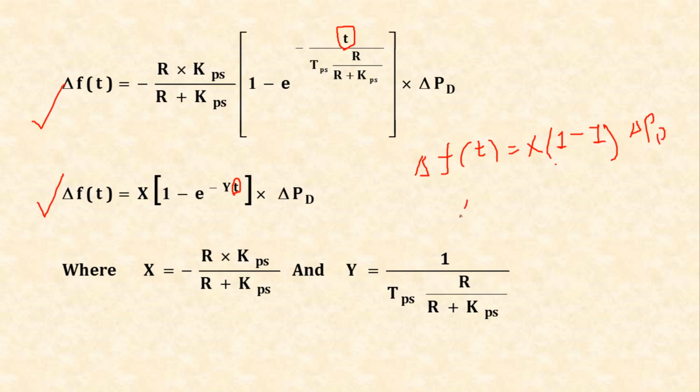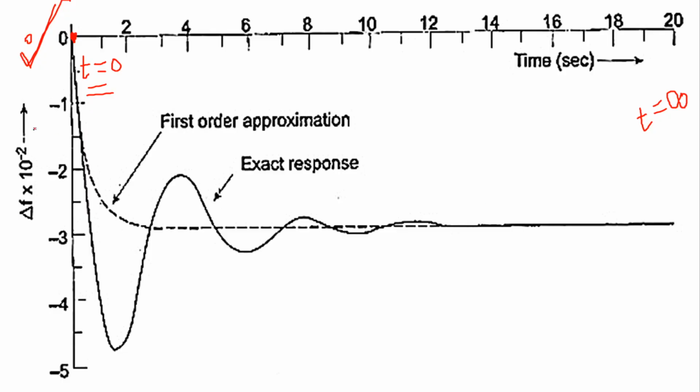So delta f of t in this particular case is equal to 0. Delta f of t will become 0 because 1 minus 1 becomes 0. So 0 into x into delta Pd all become 0. So we will get the first point. For t equal to 0, delta f is also 0. This is the first point that we will get after putting t equal to 0.